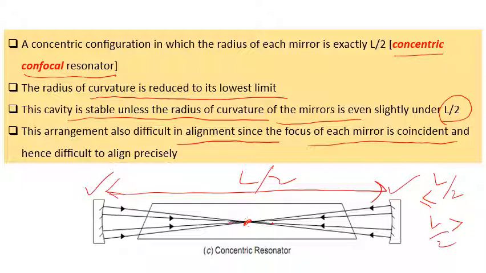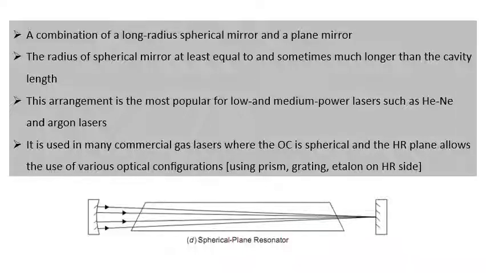Okay, now we move to the next configuration. What do you see here? This is called the spherical plane resonator. Plane mirror, spherical mirror. Okay, and the focal point of this spherical mirror is exactly on the plane mirror. Okay, so it's a long radius of curvature of this spherical mirror.